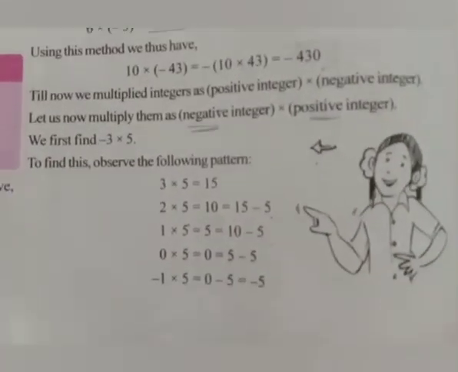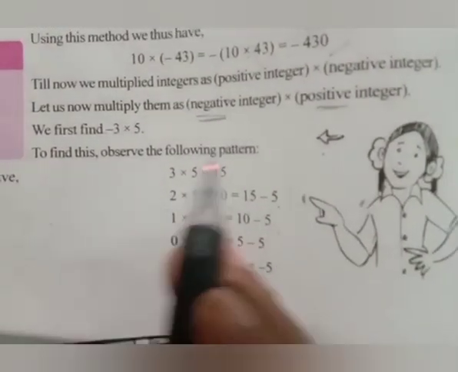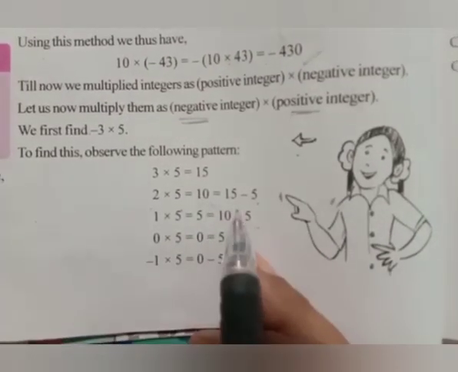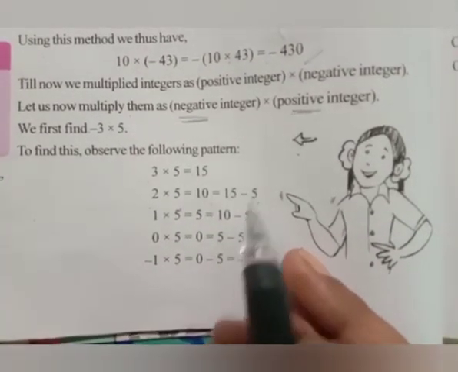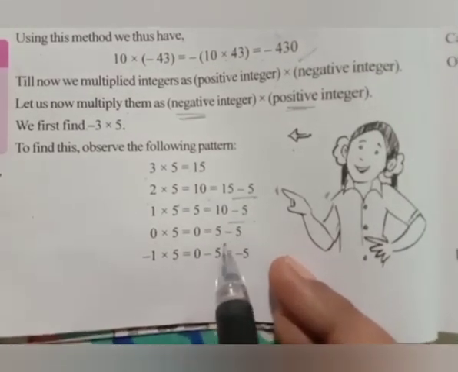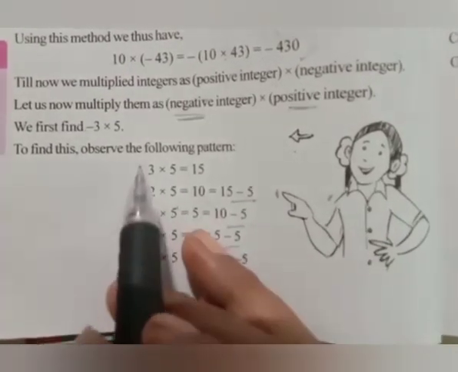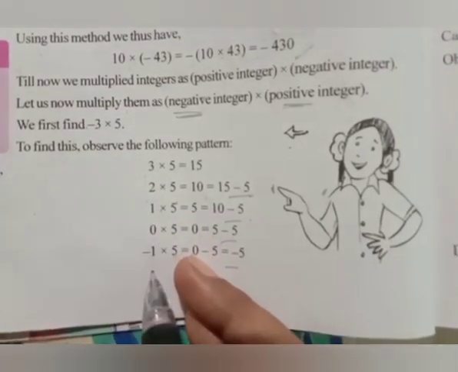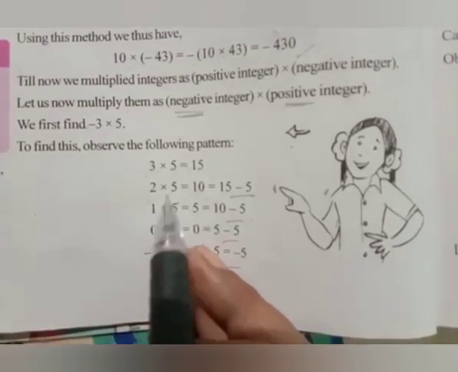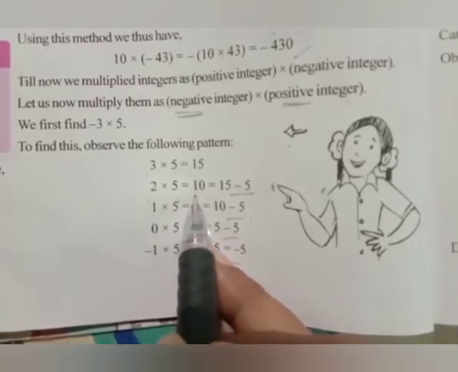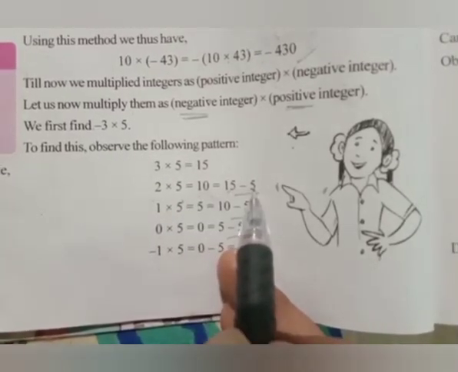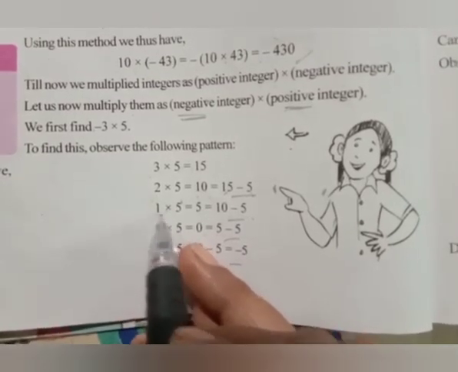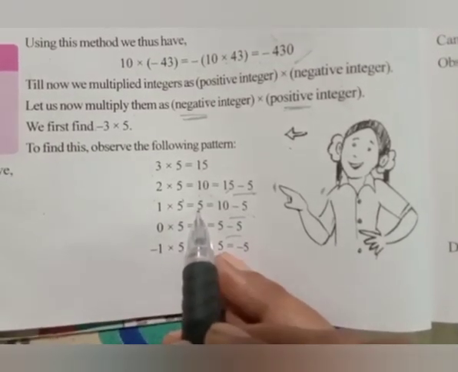Now let us do the vice versa, negative into positive. See the pattern. 3 into 5 is 15, 2 into 5 is 10. So from 15, 5 is continuously subtracted. Here you can see the number line: positives above, 0 in the middle, and negative integers below. 15 minus 5 is 10, 10 minus 5 is 5. This is how the pattern goes on.